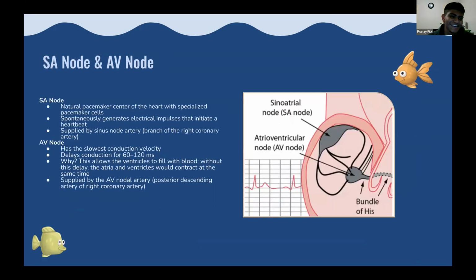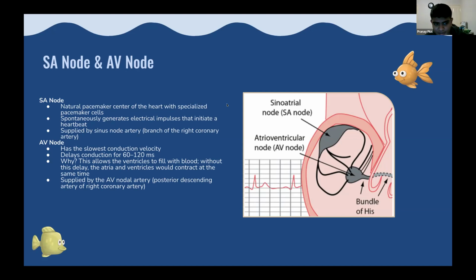All right, so let's start with the sinoatrial node. It's the natural pacemaker of the heart. And how does it work? It's got specialized pacemaker cells, and the reason that the conduction starts at the sinoatrial node is because it's got the fastest rate of pacemaker action potentials. So it spontaneously generates an electrical impulse, so it doesn't require any external stimulus.